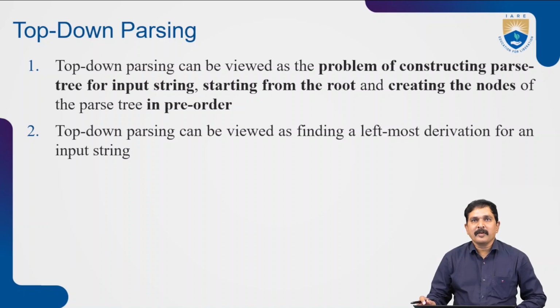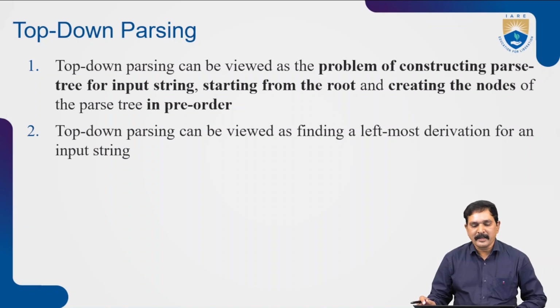In top-down parsing, parsing is one of the important phases in compiler design. Here we have to define some valid tokens, and after the valid tokens, we should arrange them according to the syntactic structure. At that time, we make use of parsing, which is very important. This parsing can be done in two ways: top-down parsing and bottom-up parsing.